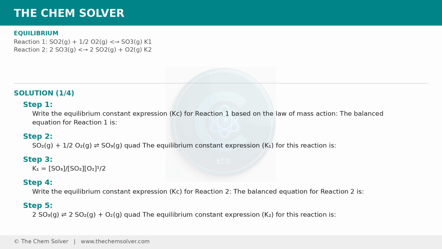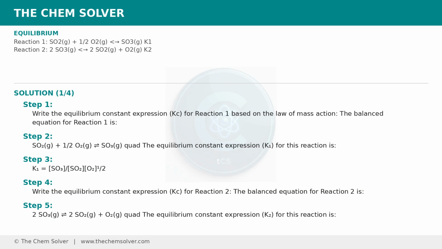Write the equilibrium constant expression, Kc, for reaction 1 based on the law of mass action. The balanced equation for reaction 1 is SO2 plus 1/2 O2 in equilibrium with SO3. The equilibrium constant expression, K1, for this reaction is K1 equals [SO3] over [SO2][O2] to the power 1/2.